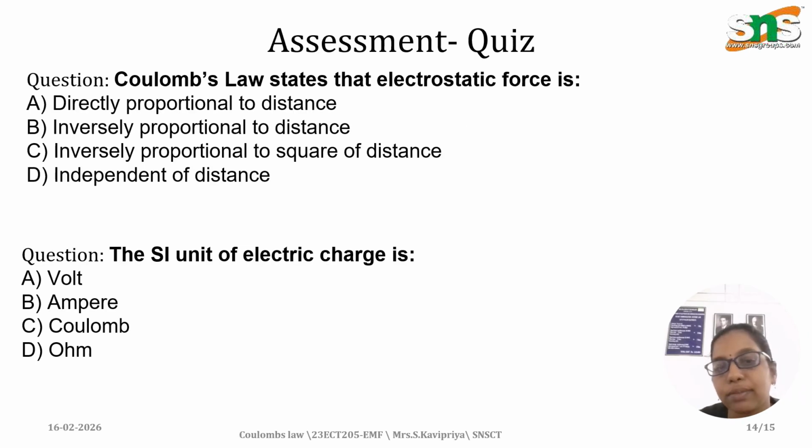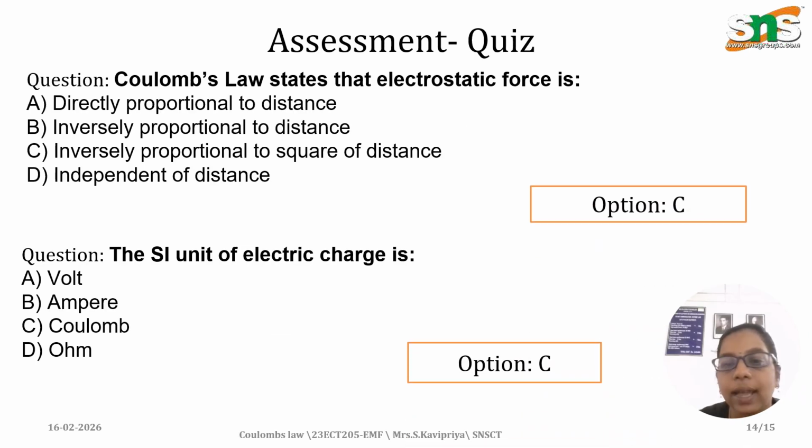Finally, the assessment. Coulomb's law states that the electrostatic force is directly proportional to the product of charges and inversely proportional to the square of the distance between them. So option C is correct: Coulomb's force is inversely proportional to the square of distance. The SI unit for electric charge is coulomb.